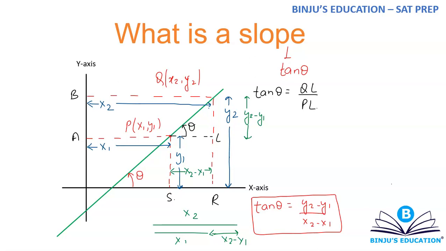Now when you talk about coordinate geometry, we do not represent slope with the help of tan theta, we represent slope with the help of letter M. So you can say that M will be equal to y2 minus y1 divided by x2 minus x1.